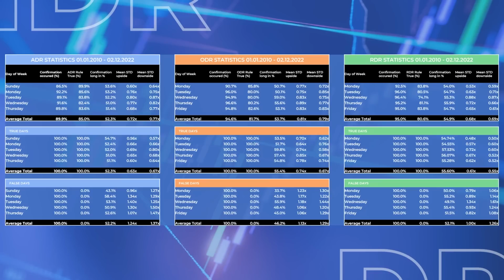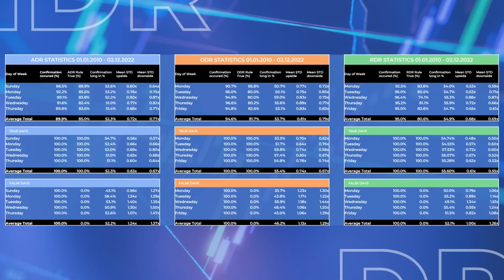Monday ODR false day stats would tell me that it almost only happens for short confirmations. That means long confirmations on Monday ODR sessions have a higher probability. Wednesday ODR and RDR stats show that long confirmations have the edge compared to all the other days, and long RDR confirmations have an edge of not being false. Wednesday is also the worst day for the RDR to be true.